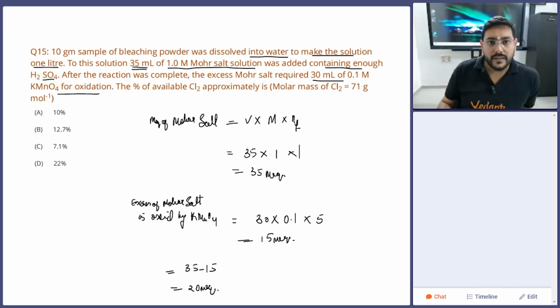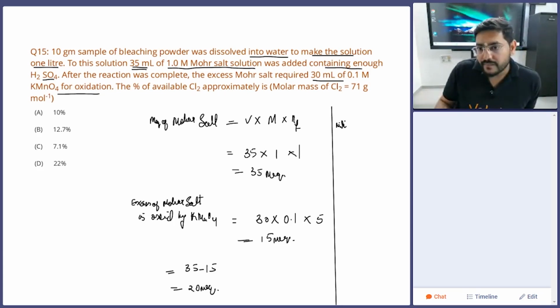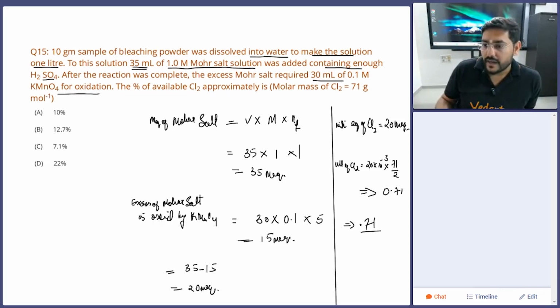Can we apply the law of chemical equivalence? The milliequivalents are going to be equal. So here the milliequivalents of chlorine is also going to be 20 milliequivalents. Now solve. Weight of chlorine is 20 into 10 to the power minus 3, into the molecular weight, that is 71 divided by 2, number of atoms basically. What we are going to get? 0.71. Now, what is the percentage? 0.71 divided by 10 into 100. So the percentage will be 7.1.